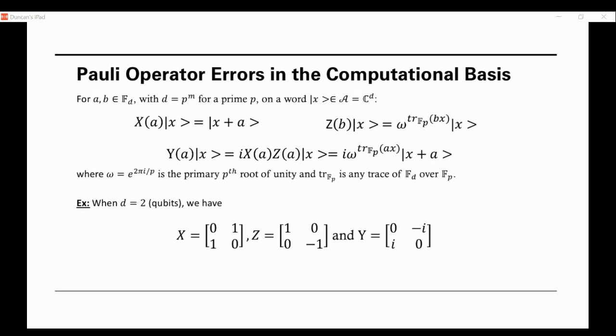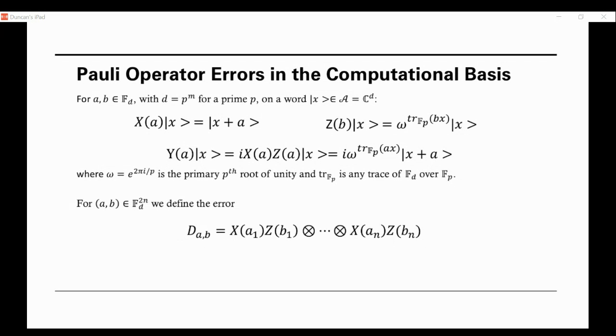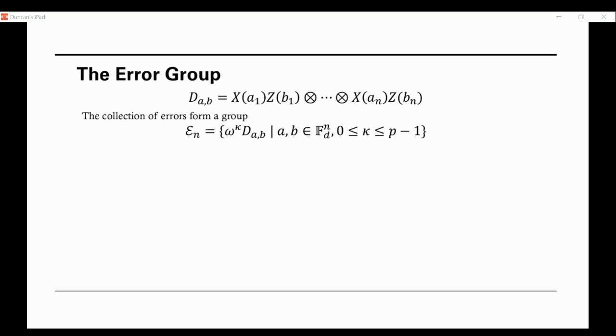Anyway, if these are what are happening on a single qubit system, then what are we going to do to get an error on our n-qubit system? We're going to take an A and a B in F_D to the N, and we're going to tensor these errors to get something of this form D_AB. Once we have that, we're going to have essentially the whole collection of these things. Once we multiply by the pth root of unity, we're going to have a group, which makes things really nice to work with, right? I mean, we all took algebra, and we know the significance of groups.